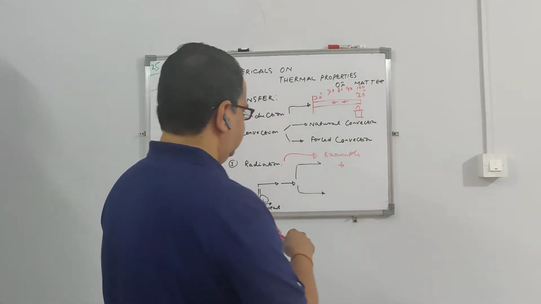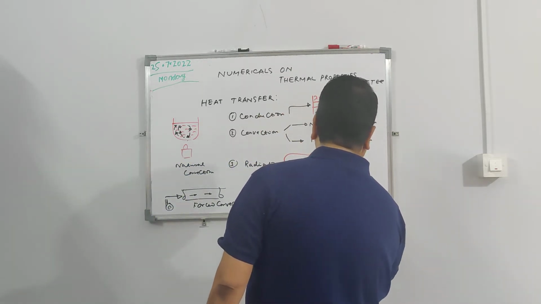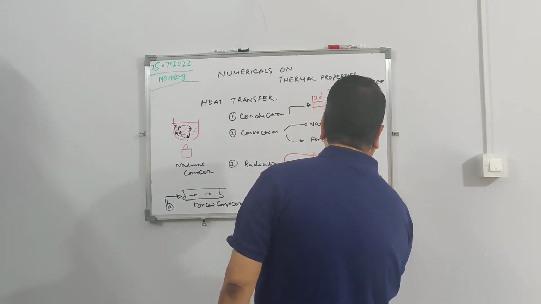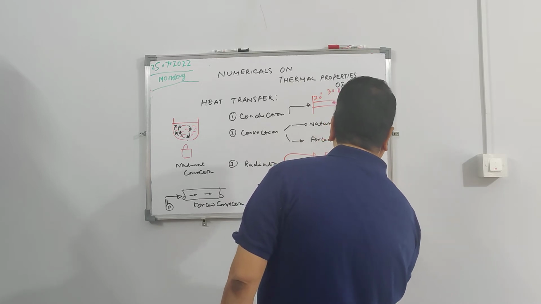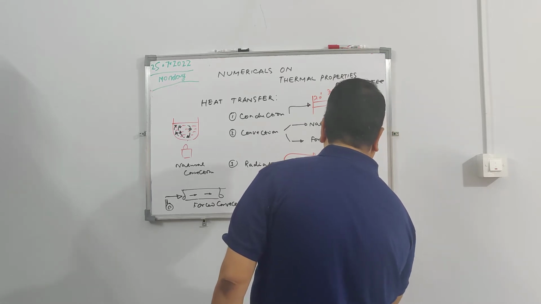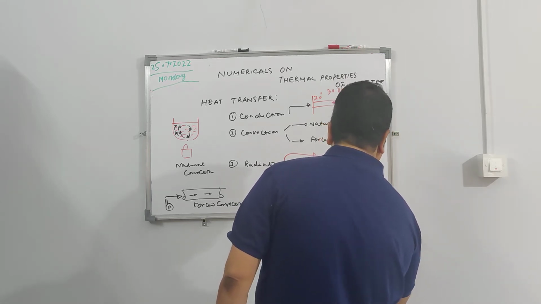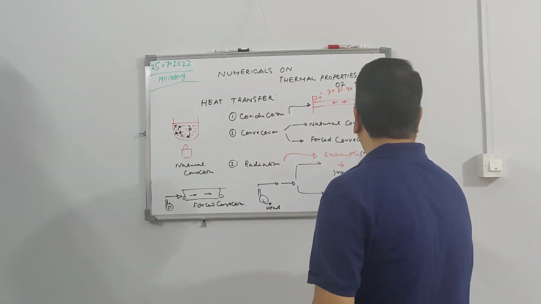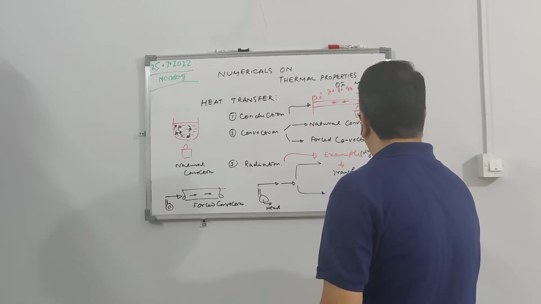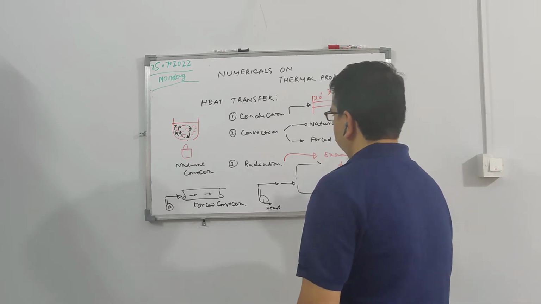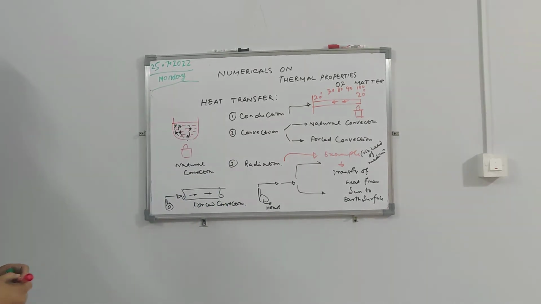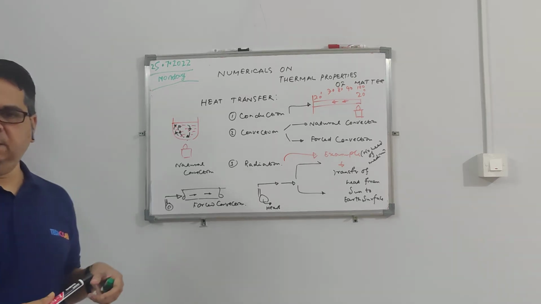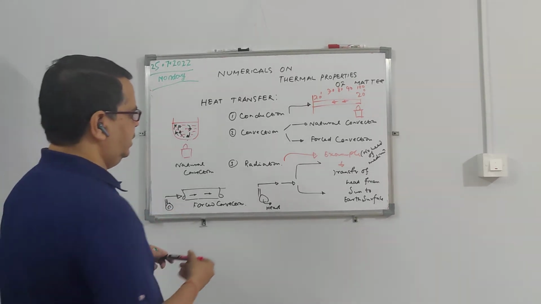The example of radiation is transfer of heat from sun to earth surface. So the main important thing is that there is no need of a medium. And these thermal waves are nothing but electromagnetic waves. Electromagnetic waves do not need a medium, right? So those are radiation.